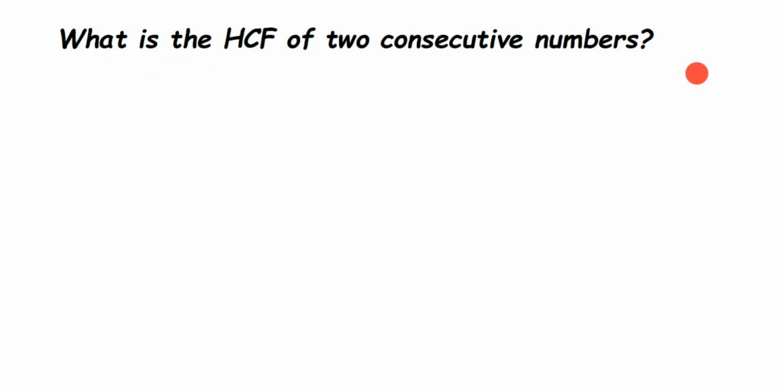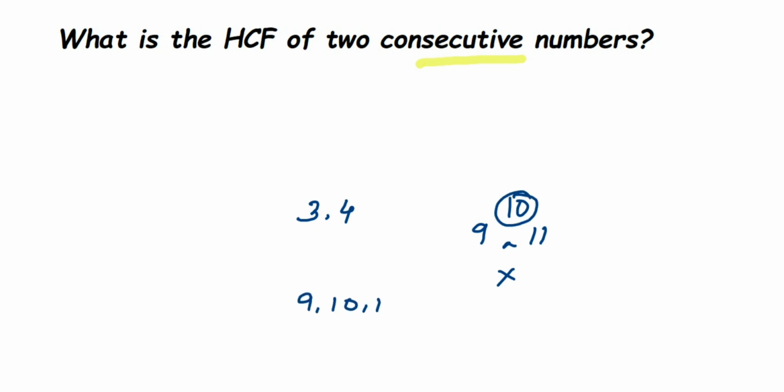Now, consecutive numbers means what? Consecutive numbers means numbers which come one after the other. For example, 3, 4 are consecutive numbers, like they are just coming one after the other. Like 9 and 11, they are not consecutive numbers because there's a number 10 which is missing here. If it was 9, 10 and 11, we can say they are consecutive. So consecutive means the numbers which are in sequence, one after the other.